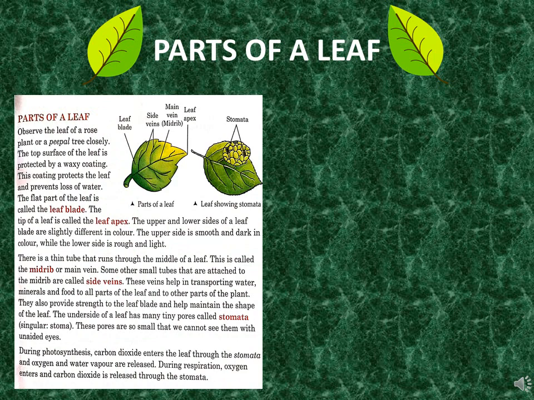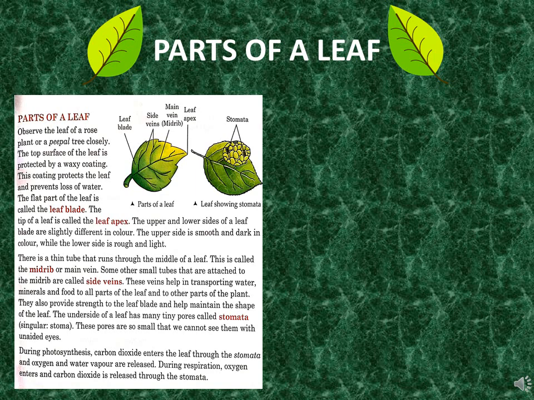If we observe the leaf of a rose plant or a peepal tree closely, the top surface of the leaf is protected by a waxy coating. There is a coating which is just like wax. This coating protects the leaf and prevents loss of water. So what is this coating there for? This coating is there to protect the leaf from other damages. It protects the leaf and it prevents loss of water.